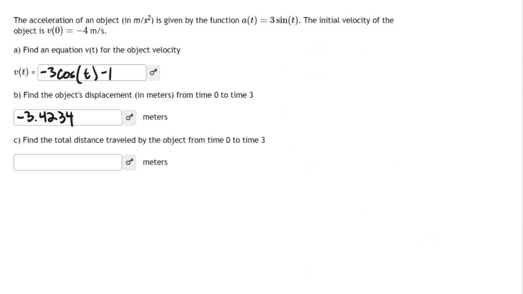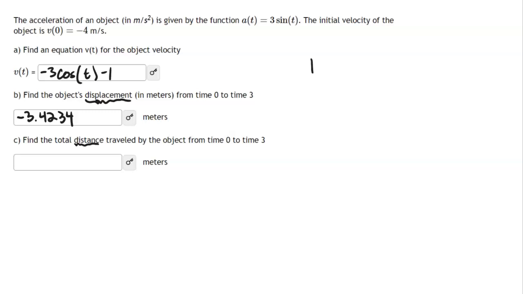So let's think about this last piece now, where it's asking for the total distance traveled by the object. This one sounds very similar to part B, where we're finding the total displacement. But here, when we're talking about distance, we have to think about it a little bit differently. So let's talk about the reason why first.